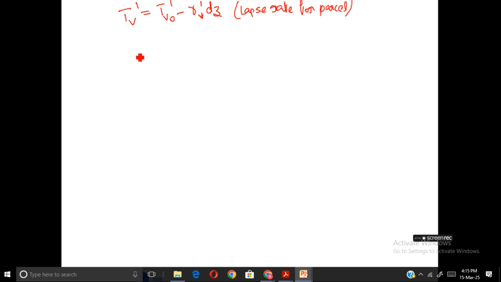And in case of the environment, we can write TV is equal to TV0 minus gamma V into dz, where gamma V is the environment lapse rate. So the lapse rate of the parcel, the lapse rate of the environment. So TV dash can be written as TV0 minus gamma V dash into dz, and TV, which is the temperature of the environment, can be written as TV0 minus gamma V into dz.